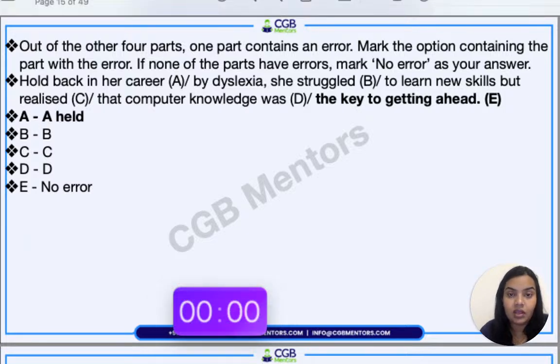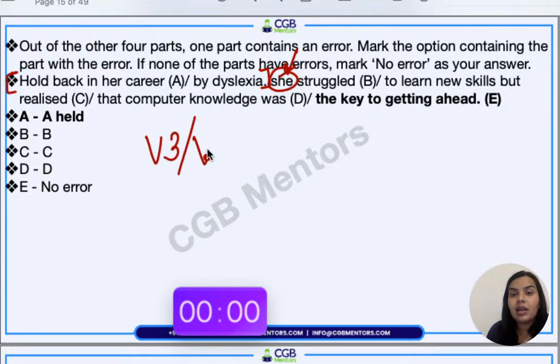Answer to this one is A. Held back in her career by dyslexia. Now, this portion is called a modifier, which gives us more details, more information about this 'she'. Either this verb will be in the third form or the verb will be in the ing form.